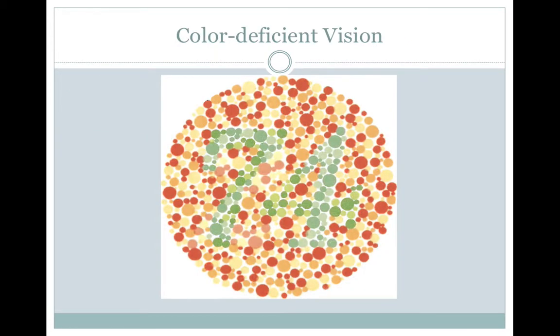A person with color deficiency, which is more typical in men than women, about 1 in 50 people are color deficient. If they have red-green color deficiency, they would not be able to perceive the 74 within this circle.